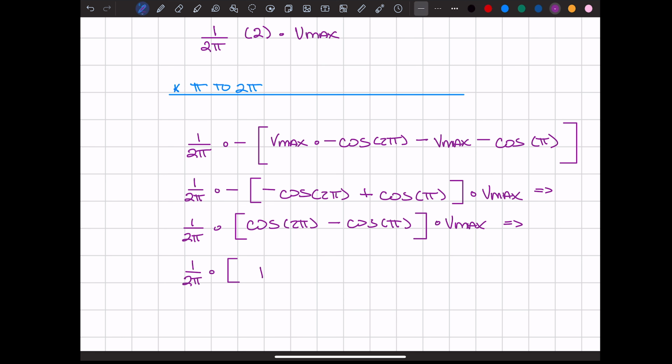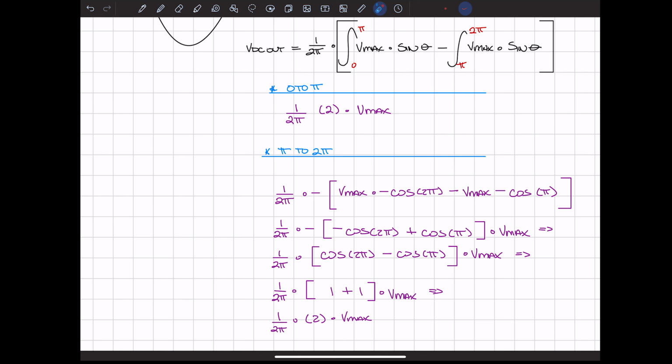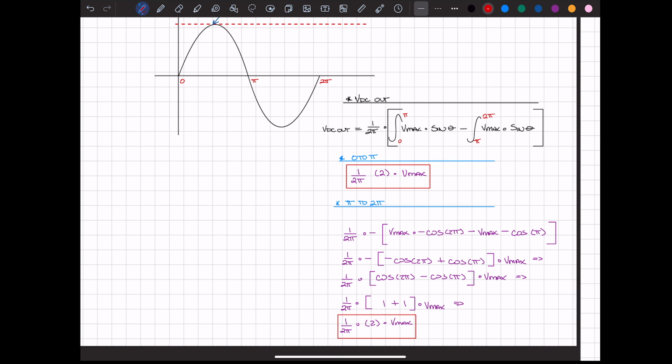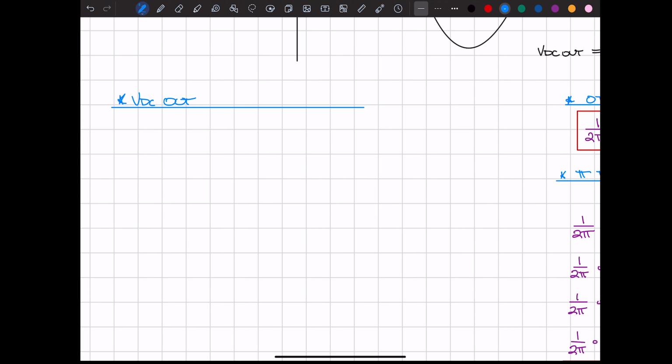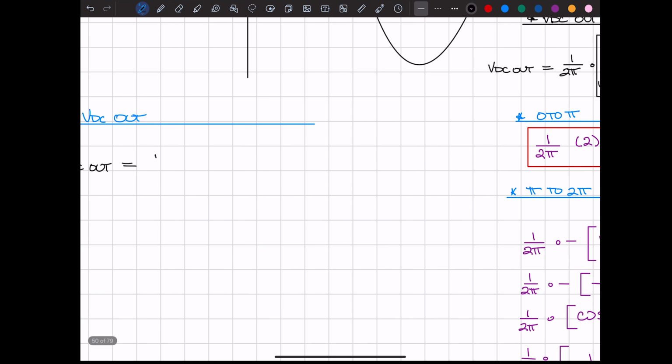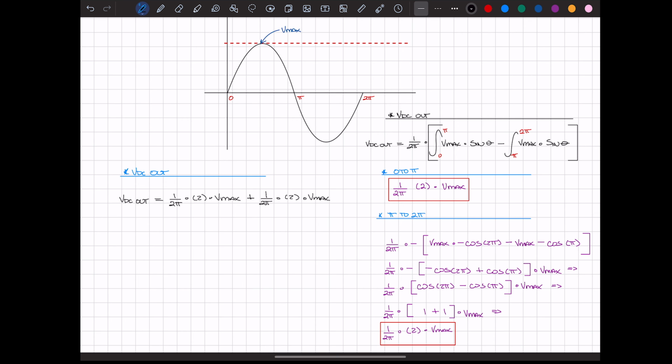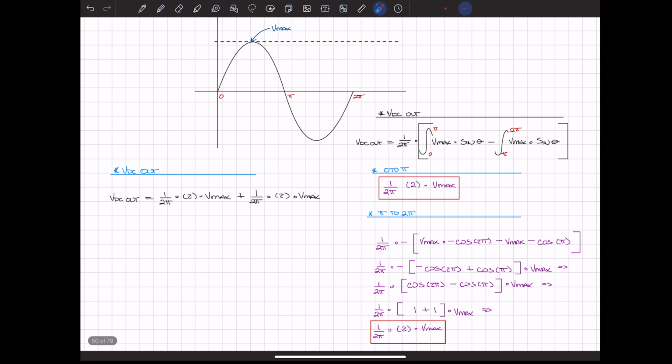So after rewriting, we get 1 over 2 pi times the quantity of 1 plus 1 times Vmax. So simplifying, we get 1 over 2 pi times the quantity 2 times Vmax. So now we have the solutions for the area between 0 and pi, as well as the area between pi and 2 pi. Now we can solve for the VDC out. So VDC out is equal to 1 over 2 pi times 2 times Vmax plus 1 over 2 pi times 2 times Vmax. Do you see how we didn't have to force the addition of the second area? The math just did it for us.